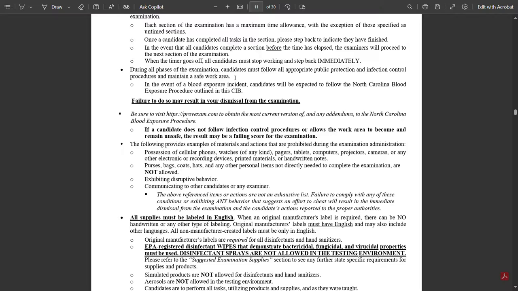Also, when it comes to blood exposure, if you were to happen to, let's say, be doing a haircut and accidentally cut yourself, you do have to go through the blood exposure procedure. Failure to do so may result in your dismissal from the exam.